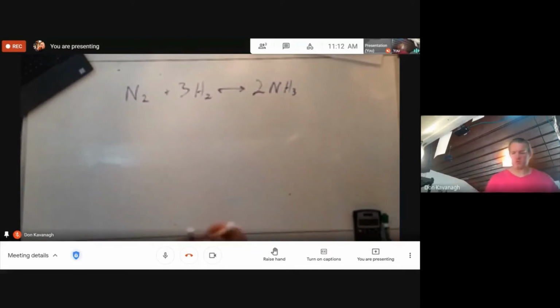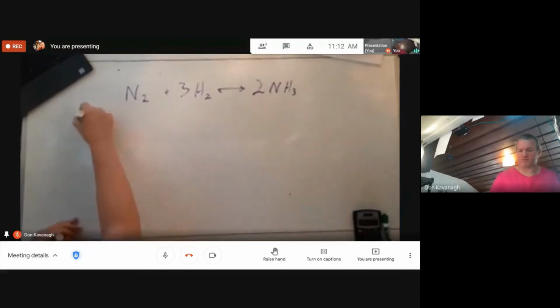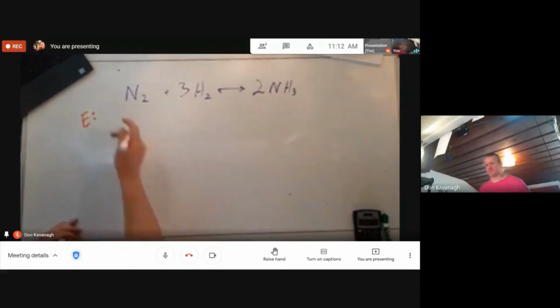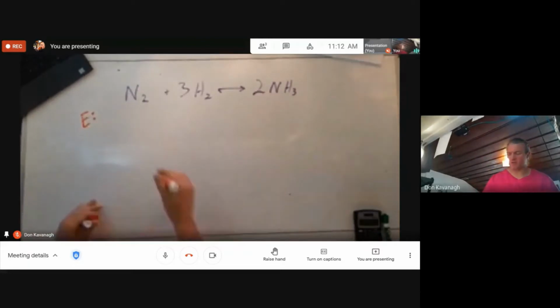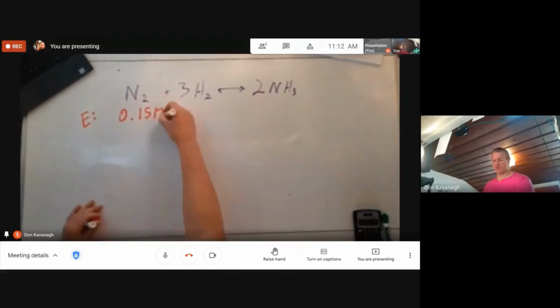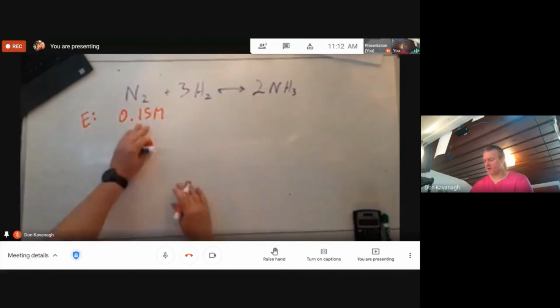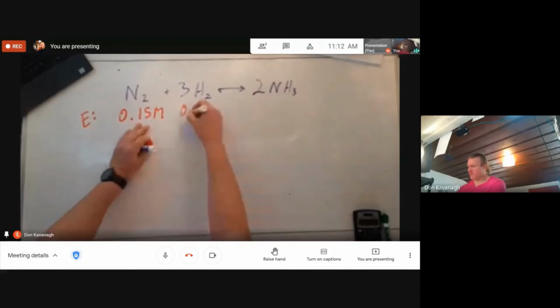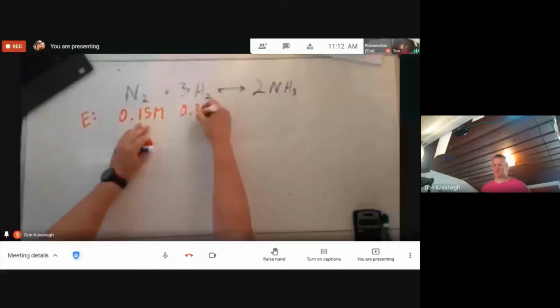So we're told that at equilibrium, after about 7-8 minutes have passed, that we have 0.15 molarity of nitrogen gas. We have 0.35 molarity of hydrogen gas present, and we have 0.25 molarity of ammonia present at equilibrium.